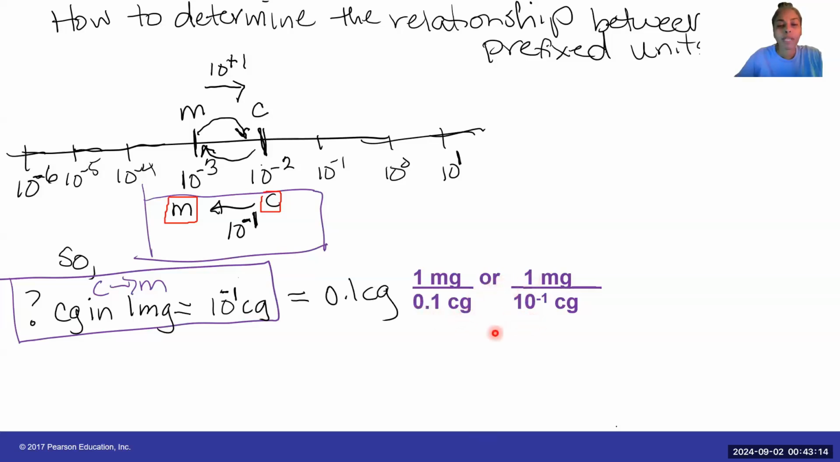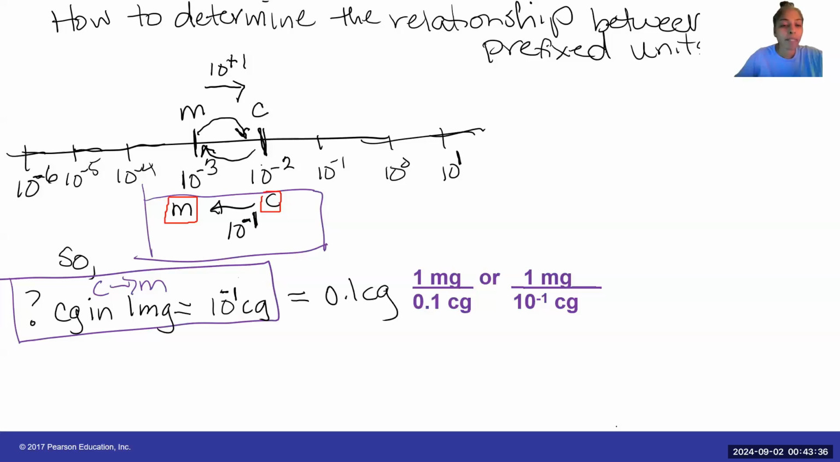We can write that as 1 milligram over 0.1 centigram, or 1 milligram over 10 to the minus 1 centigrams. Now keep in mind that every equality can be written as a fraction, and that fraction can be used as our conversion unit. Also keep in mind that we can write this in any direction that will help us to cancel out the units that we don't need.